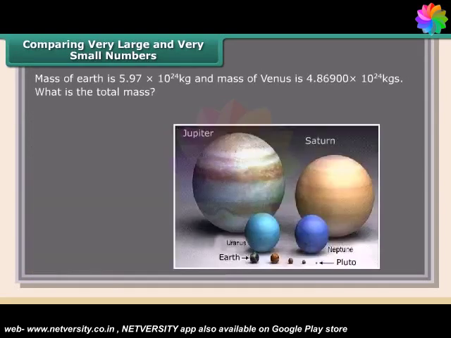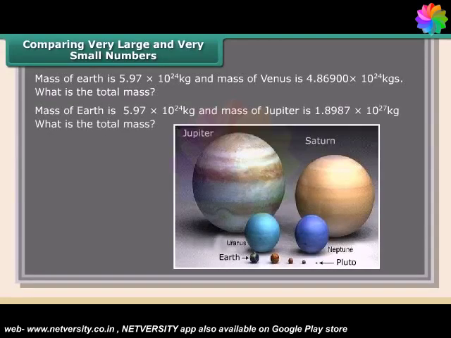Mass of Earth is 5.97 into 10^24 kilograms, and mass of Venus is 4.86900 into 10^26 kilograms. What is the total mass? Mass of Earth is 5.97 into 10^24 kg, and mass of Jupiter is 1.8987 into 10^27 kgs. What is the total mass?